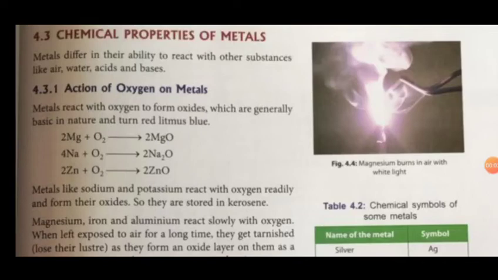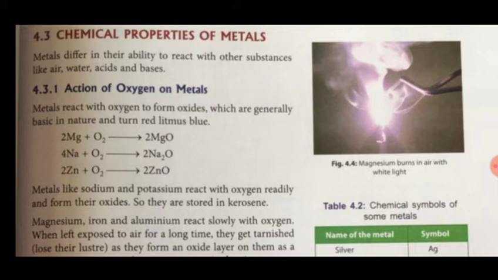Hello students. In the previous video, we studied the chemical properties of metals by looking at some activities. Moving on, let's look at the chemical reactions or chemical equations involved in these types of reactions, and how metals react with different elements. Let's study the chemical equations of these reactions. First comes the reaction of metals with oxygen.